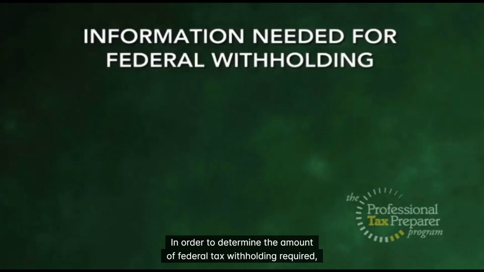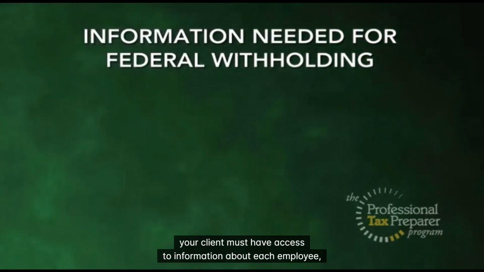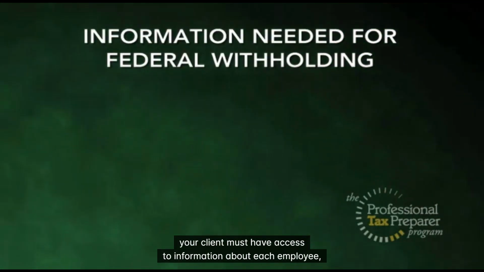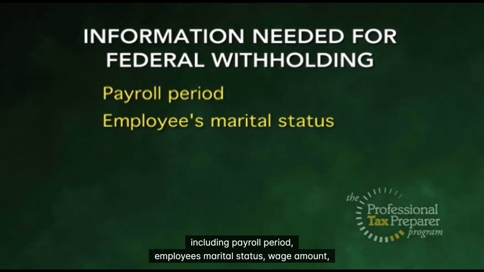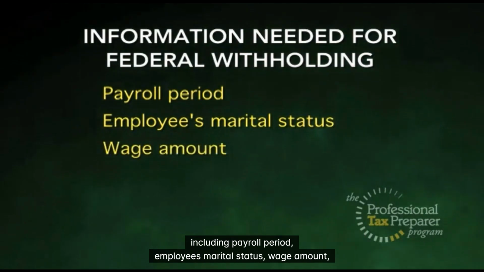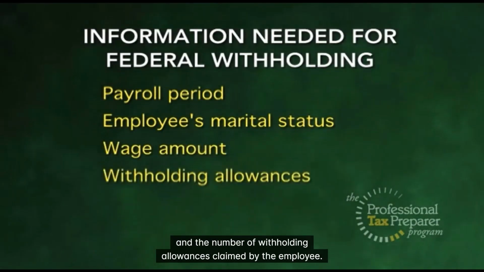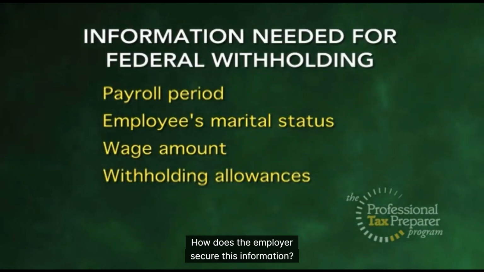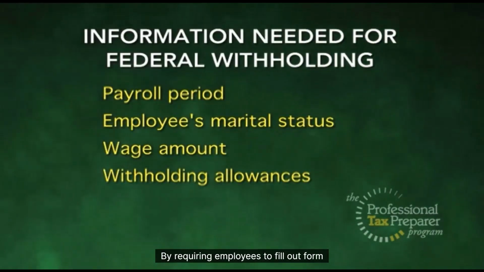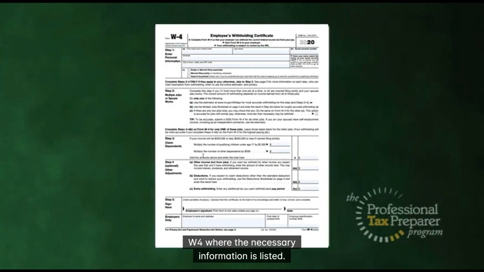In order to determine the amount of federal tax withholding required, your client must have access to information about each employee, including payroll period, employee's marital status, wage amount, and the number of withholding allowances claimed by the employee. How does the employer secure this information? By requiring employees to fill out Form W-4 where the necessary information is listed.